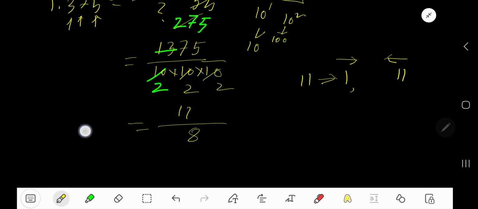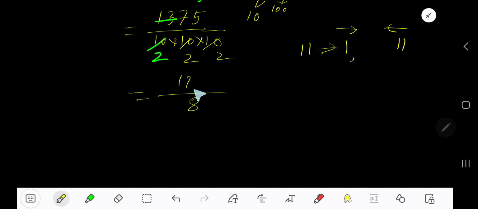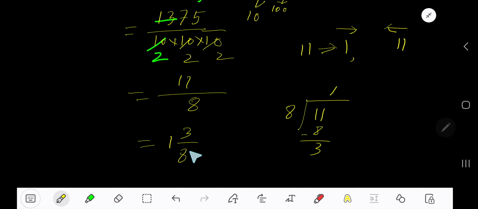So we are done. But look, this is an improper fraction because the numerator is greater than the denominator. So you need to convert this to a mixed number. How to do that? Divide: 8 goes into 11, 1 times. 1 times 8, 8. Subtract, 3. So this will be our whole number part, this will be our numerator, and this will be our denominator. So 1 and 3/8 is the answer.